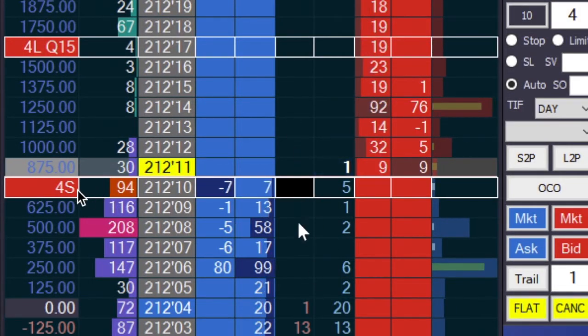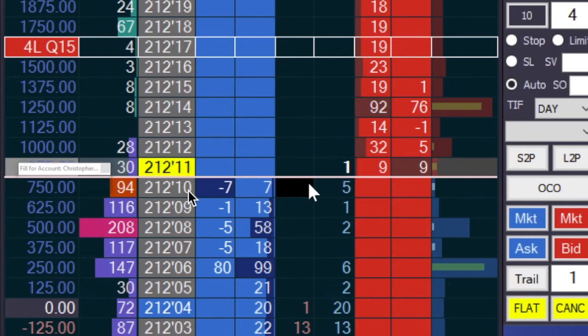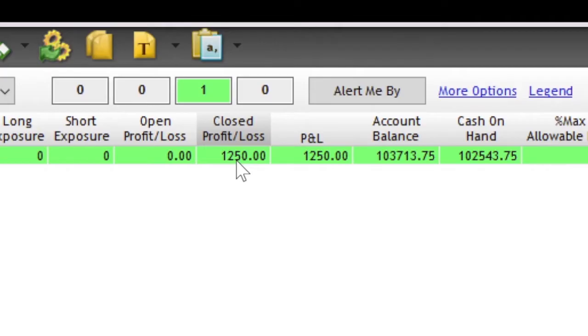So I was basically like, if I get knocked out here, it's $750, so be it. I'm perfectly happy with that, and I did just right there.